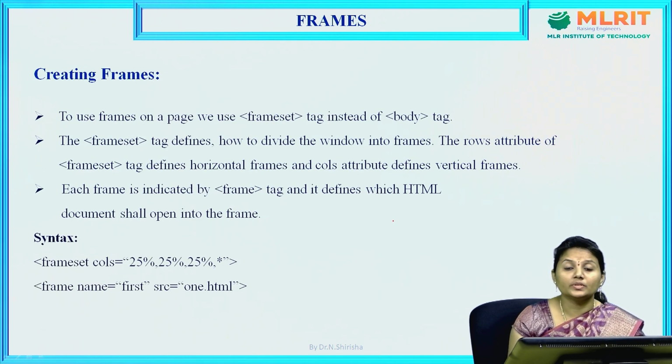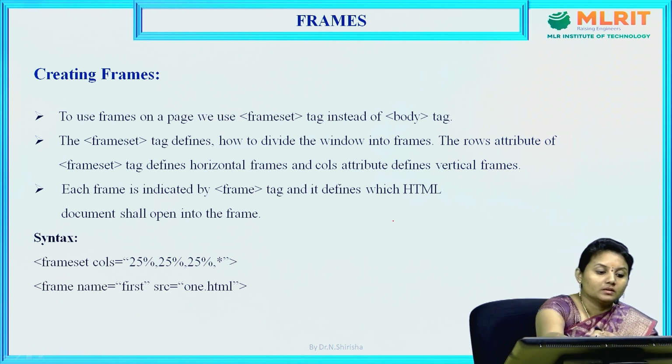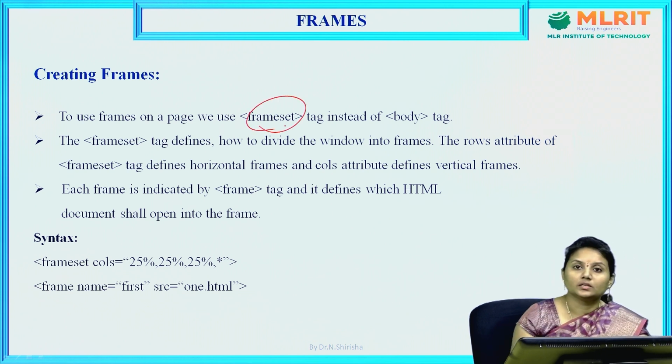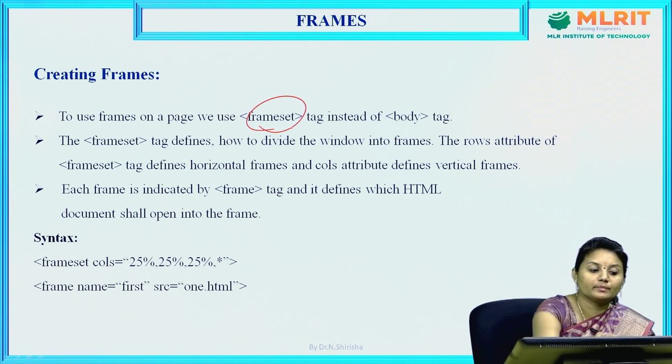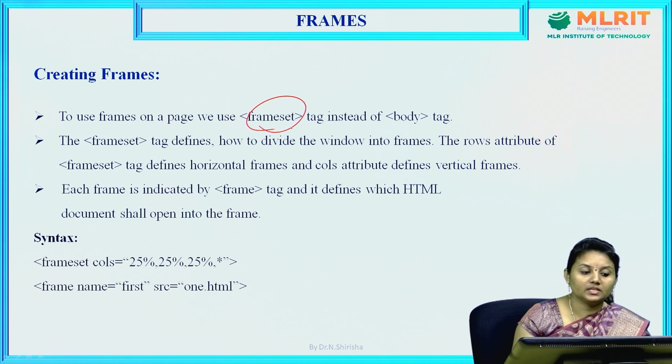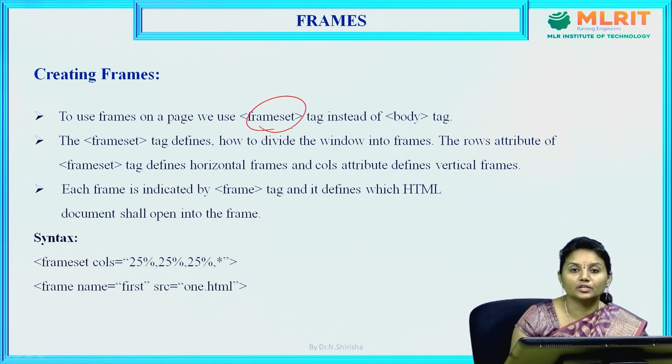Now, how to create a frame? You understood what a frame is and how you can divide. You can divide it in a horizontal way, or you can also divide it in a vertical way. So a frame can be created. Instead of a body tag, we write a frameset tag, and this frameset tag defines how to divide the window into frames.